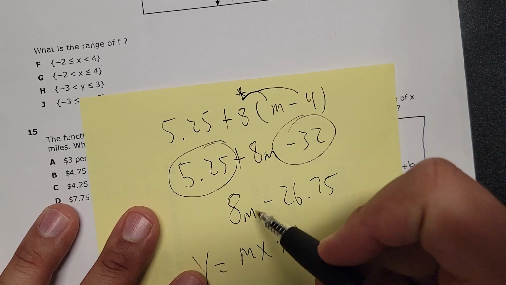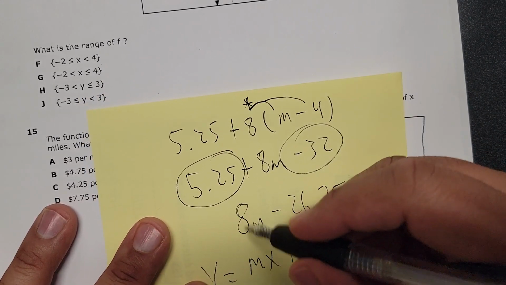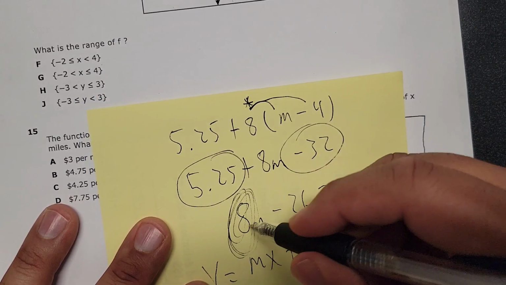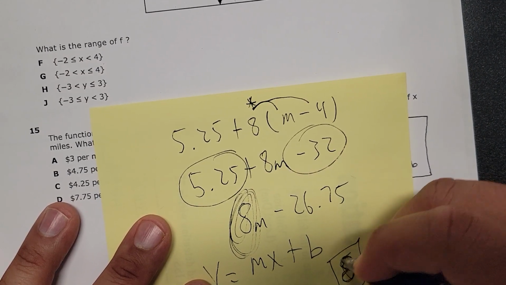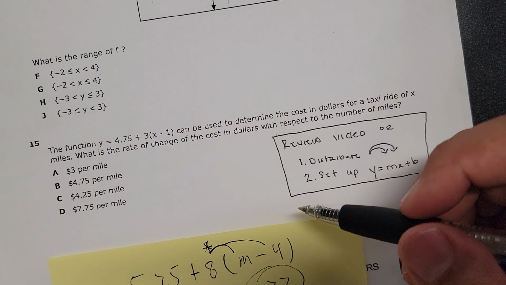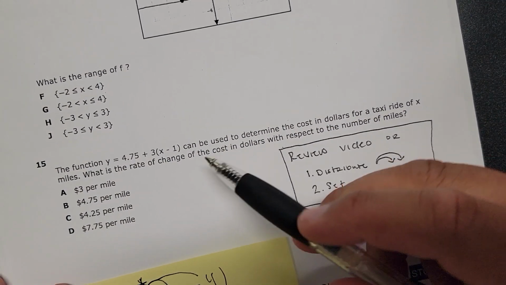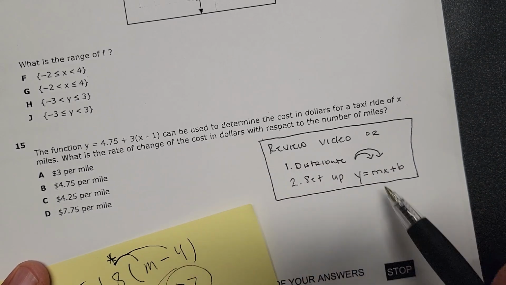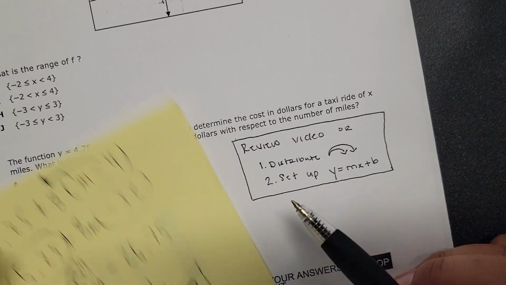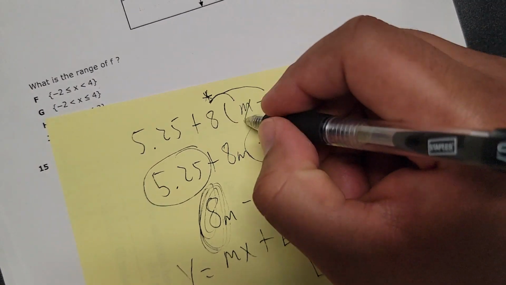I shouldn't have used the m, I should have put an x. But the number in front of the variable is the slope. So my answer is 8. The number in front of the variable. El número que está enfrente. Esa es la rate of change, slope. Right, I should use just like an X here.